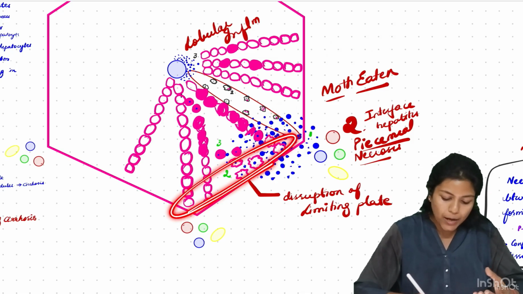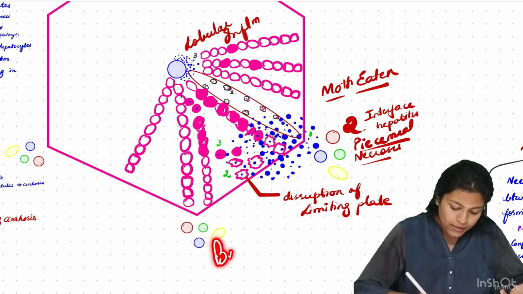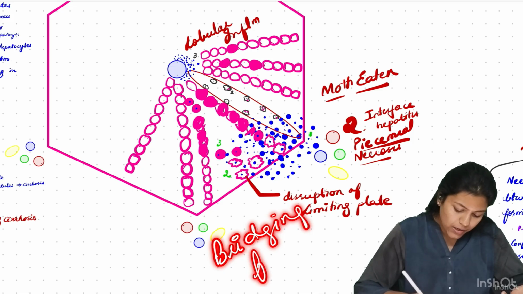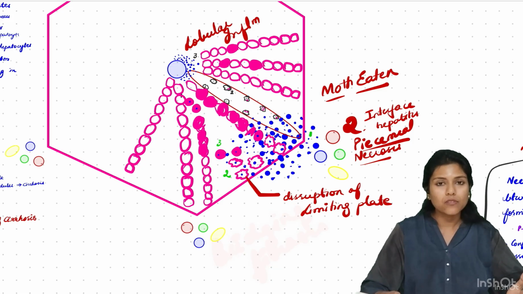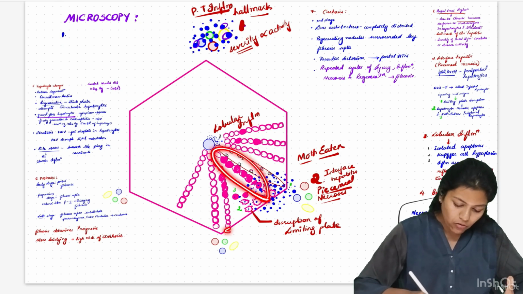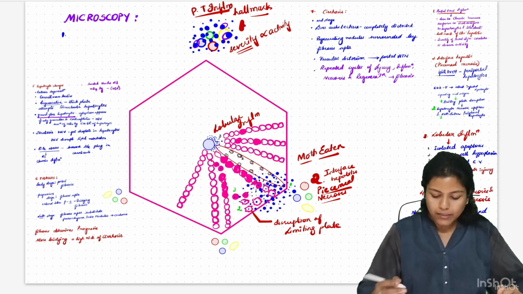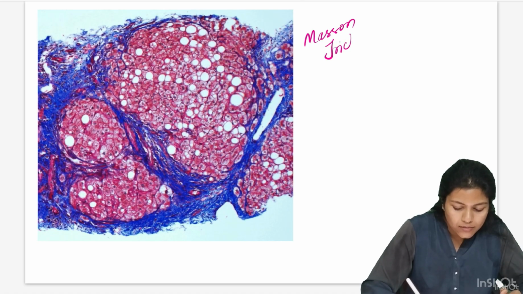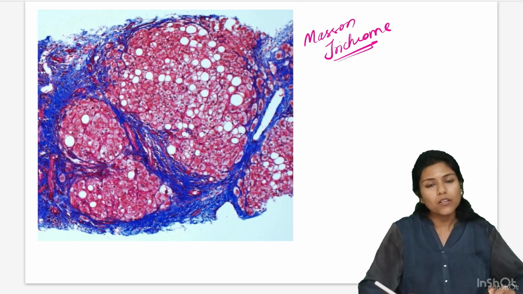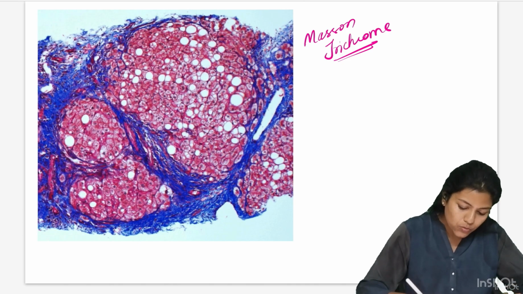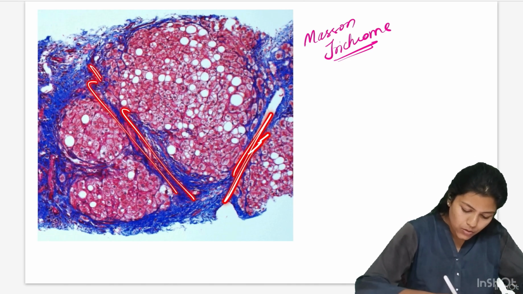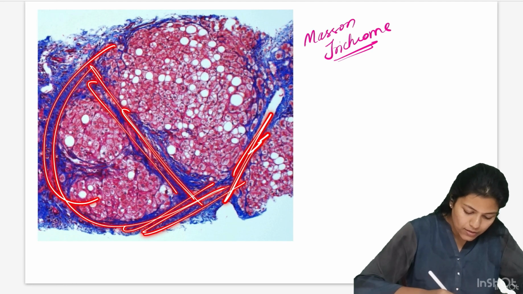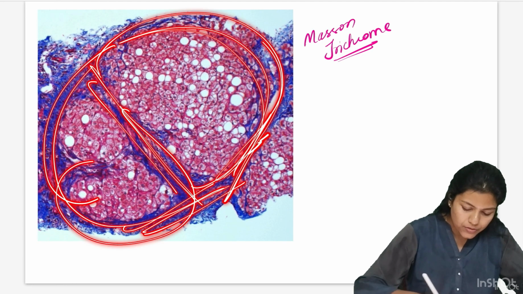So a set of hepatocytes has undergone necrosis here, like a bridging necrosis, which is followed by bridging fibrosis. So there is bridging necrosis followed by bridging fibrosis. And here we can correlate. This is a Masson trichrome stain, which usually stains the collagen fibers blue. So this blue color shows the collagen bundles. These are the bridging fibrosis.